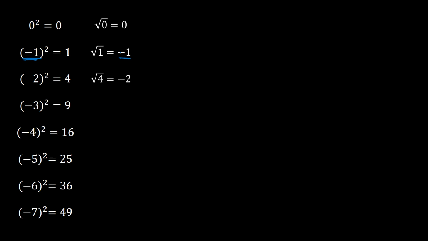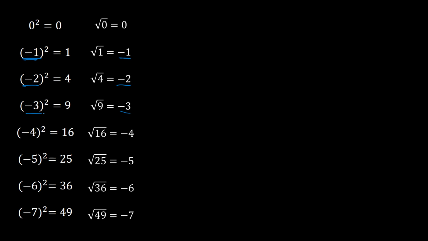So the square root of 4 could also be a negative 2. The square root of 9 could also be negative 3. And you could keep going for each of these. And the square root could also be the negative number. Okay, and then with the cubing, so 0 cubed would still be 0.